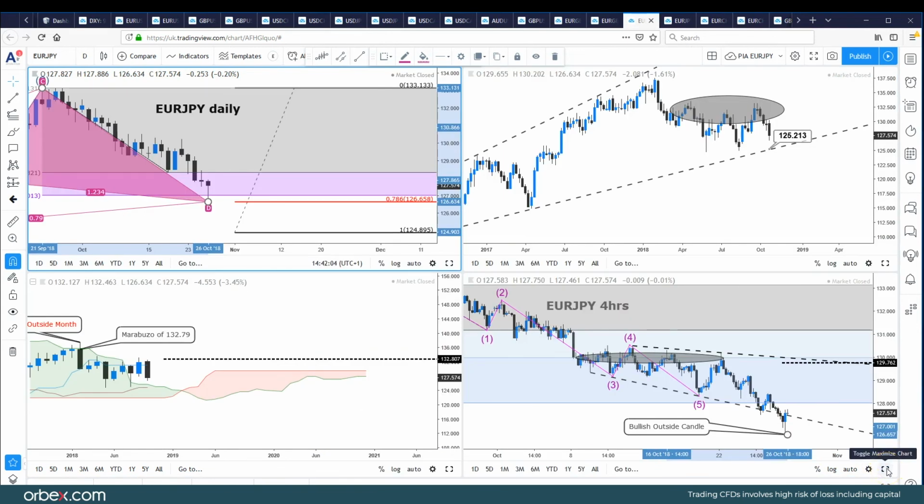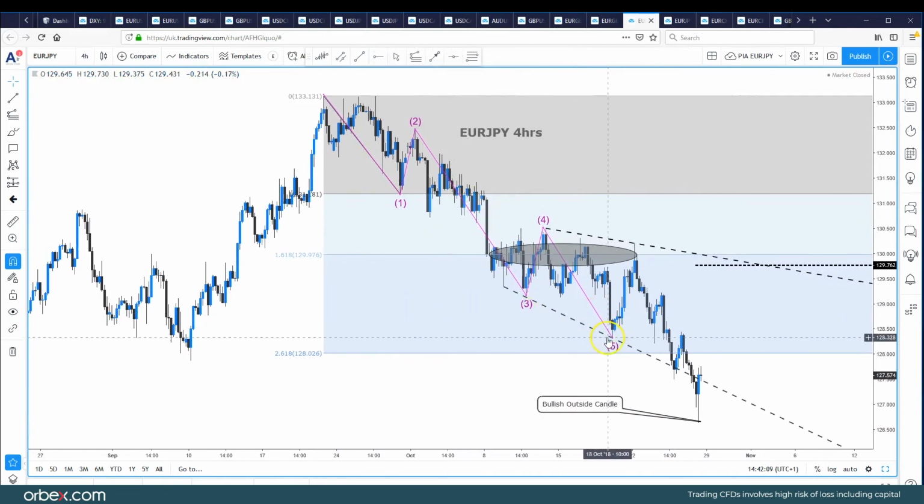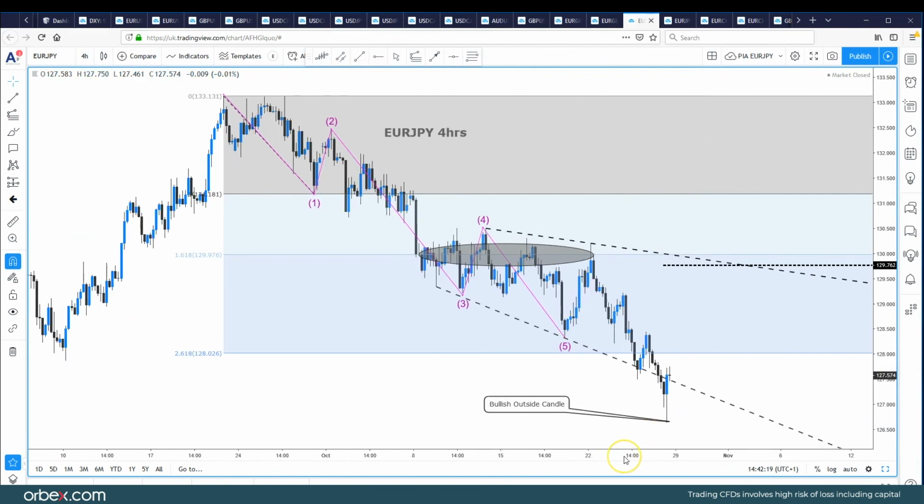If we look to the 4-hour chart, is it an extended 5-wave pattern? I'm not sure, to be perfectly honest. What I do know is that we've got a bullish outside candle posted on the 4-hour chart, often indicates the end of a trend. If we break it down into very short time frames, again the scope for mild selling at the beginning of the week, maybe towards 127.20.